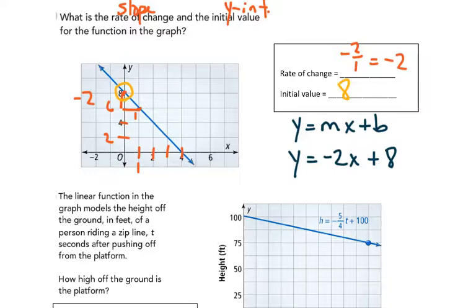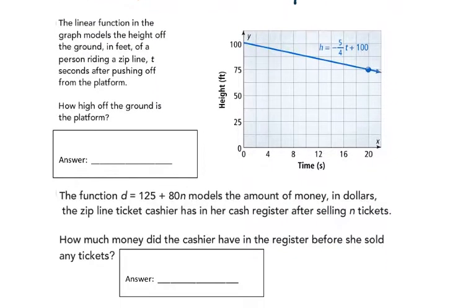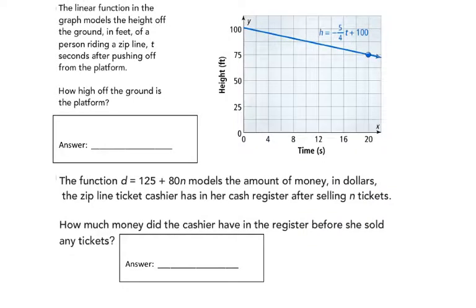In the next one, the linear function in the graph models the height off the ground in feet of a person riding a zip line t seconds after pushing off from the platform. How high off the ground is the platform?